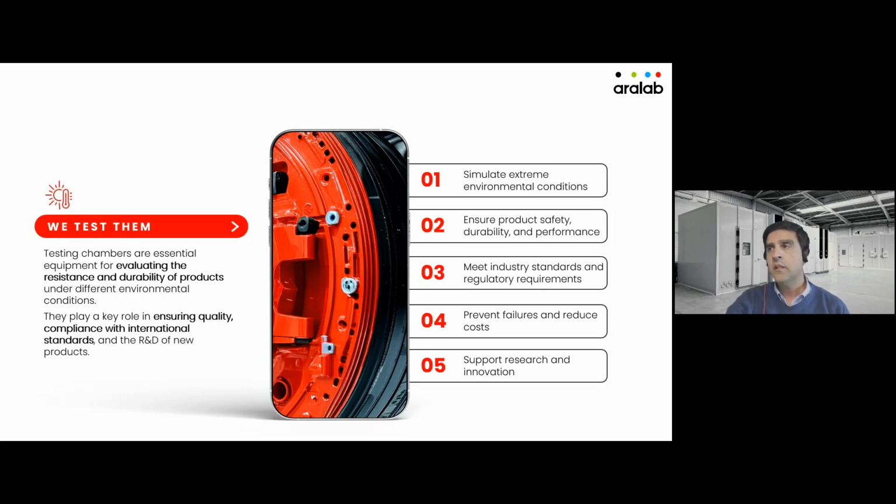Okay, so of course we simulate extreme environmental conditions, ensure product safety, durability, and performance. So we have to ensure that the products do what they say they do, and we have to make sure that they do that in a safe manner. Obviously, meet industry standards and regulatory. I've just mentioned pharmaceutical, for example, but I can mention aeronautical or automotive, where there's industry standards that we must adhere to. And then I would say the main objective is to prevent failures and reduce costs.